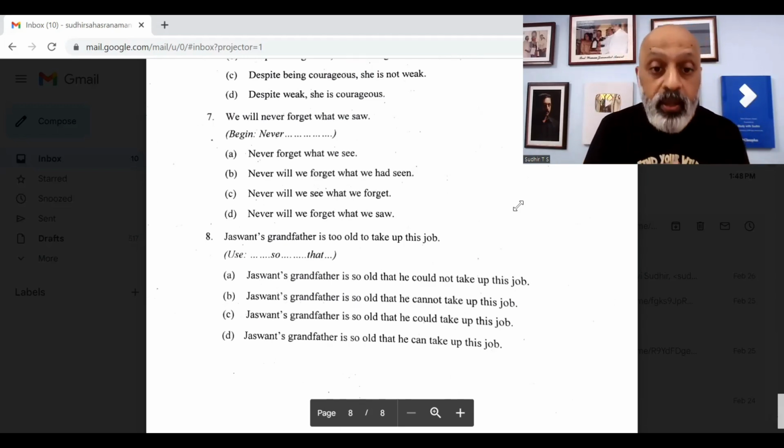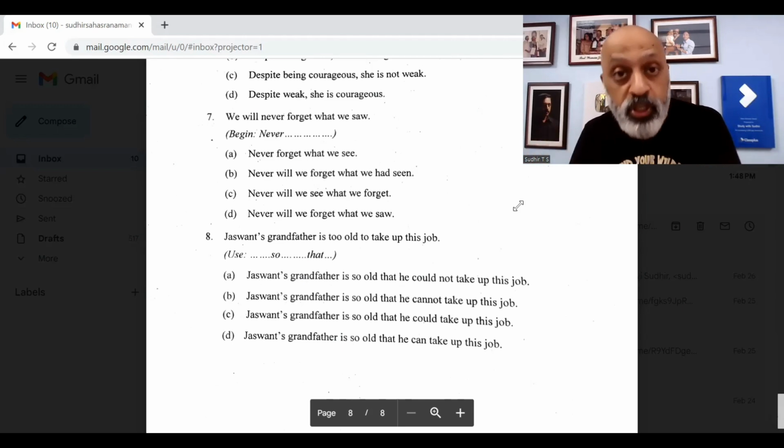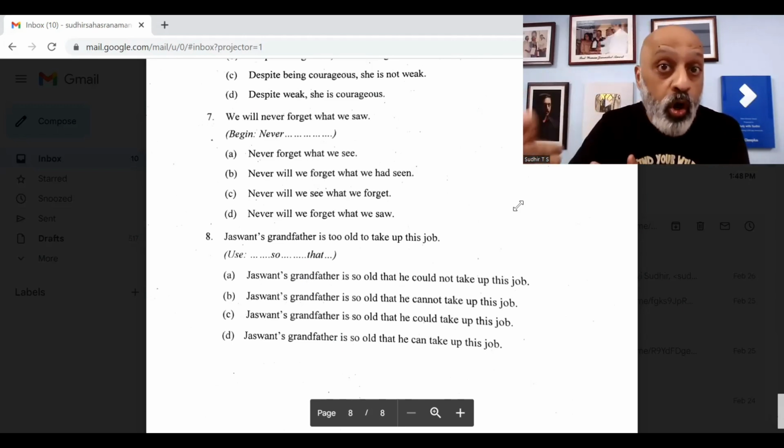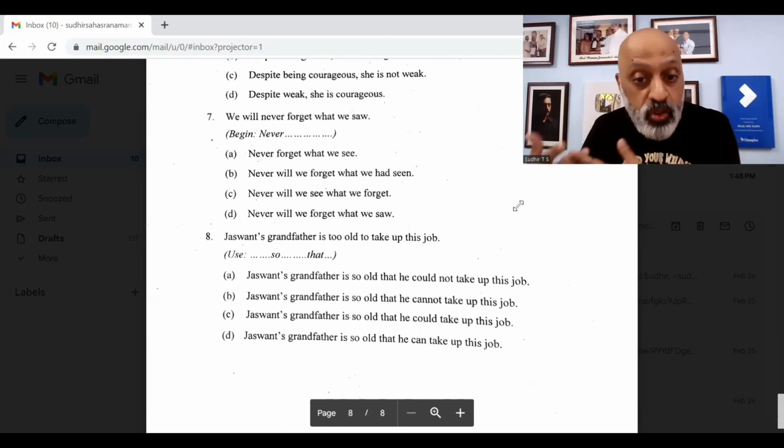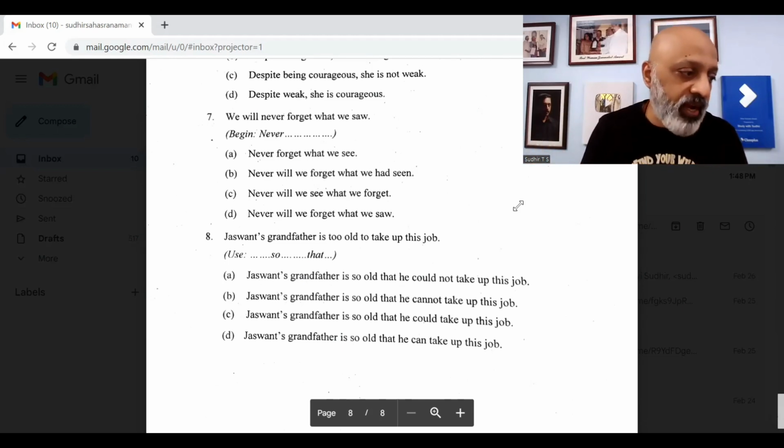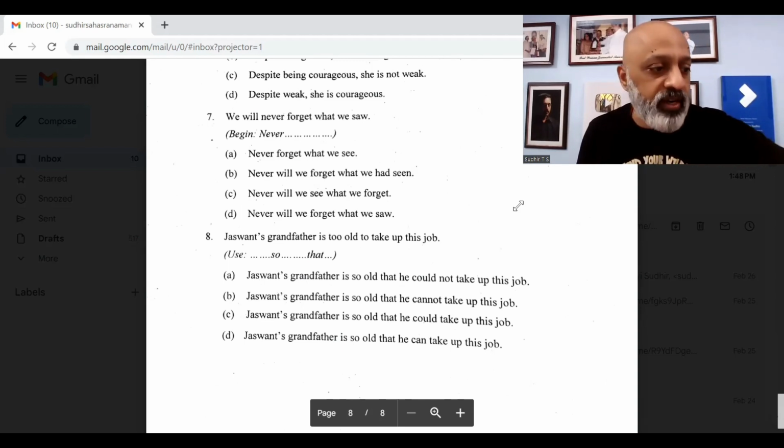You cannot write A. You're talking about his position, that he is not in a position to take up this job. Not could not. It's not in the past tense. So he's so old that he cannot take up this job. So with that, we come to the end of the answer key of the English language paper.